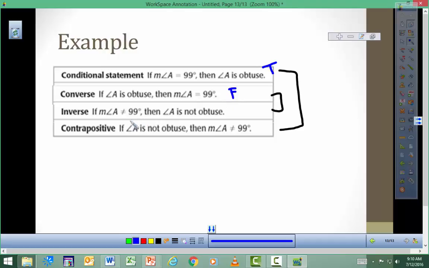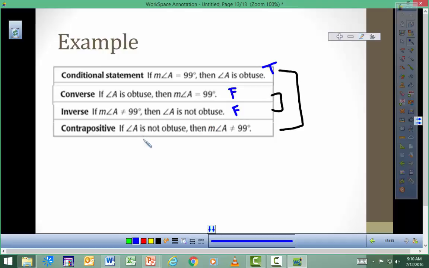Okay? Well, now we say if an angle is not 99 degrees, then it's not obtuse. Well, that's not quite true, because the angle could be 92 degrees and then it would be obtuse. So anyhow, we would say that this one's false.